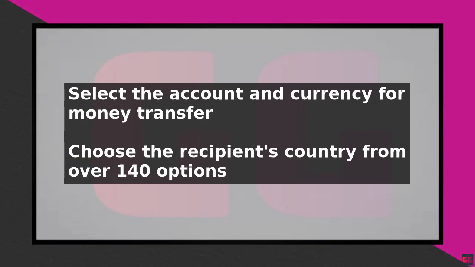Now, enter the recipient's details, including their name, email address, and phone number. You can also add a message to the transfer if you want to. If you are sending money to someone who already has a Revolut account, you can simply search for their username or phone number. After entering the recipient's details, you will need to enter the amount you want to send.